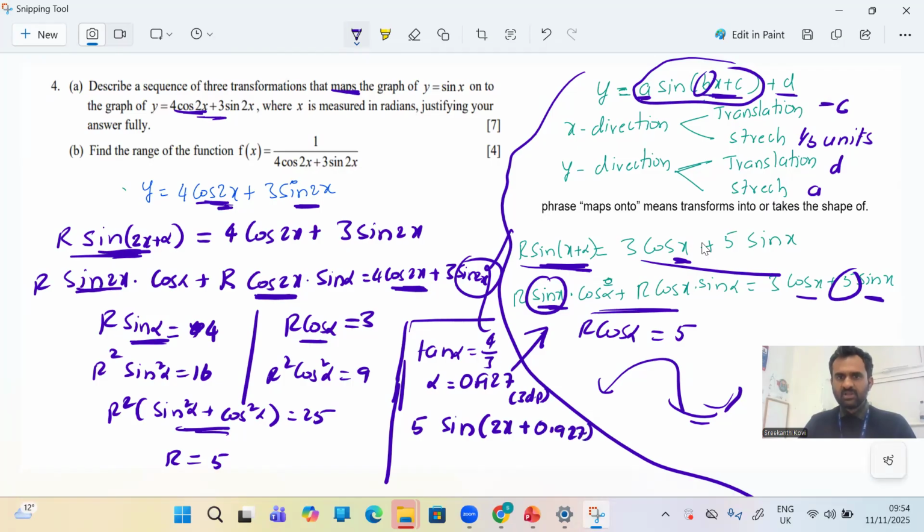Now, in order to write the transformations in x direction, it translates by negative 0.927 and it stretches by half. And in y direction, there is no translation because nothing was added to the total function. There is only stretch here. The stretch is by 5 units. So when the sine graph does all these transformations, that will become this one.